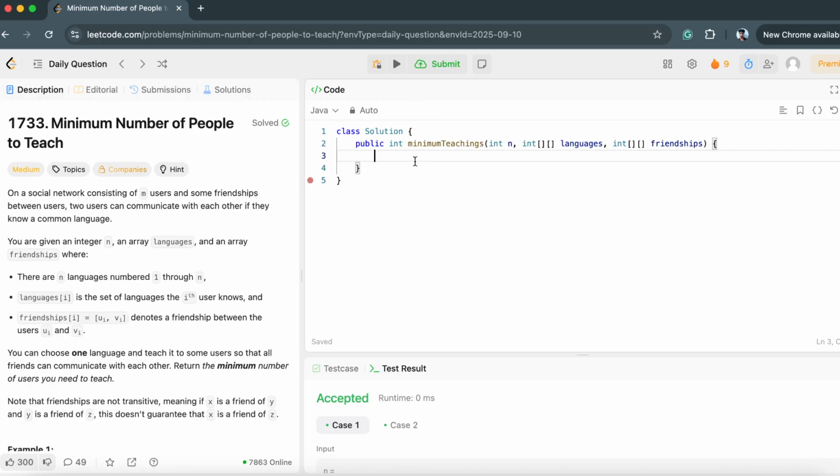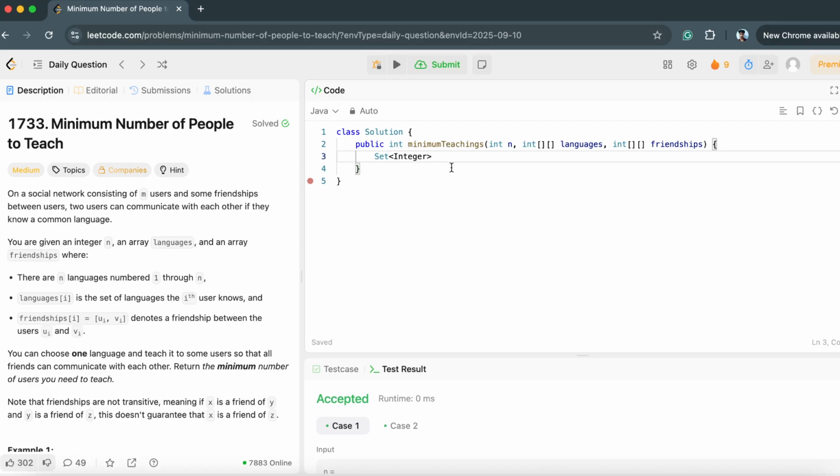Okay, all right. So first thing that I'll do is I'll create here a set. Inside this set, we are storing unique users who need to learn a language. I'll name it, let us suppose, needTeaching. In this hash set we'll be adding all the people who need to know a particular language.